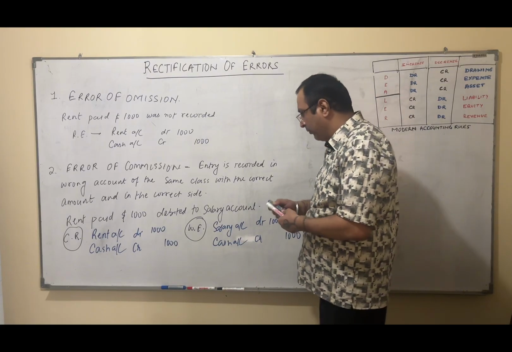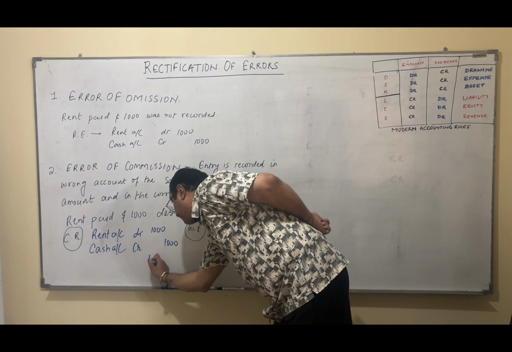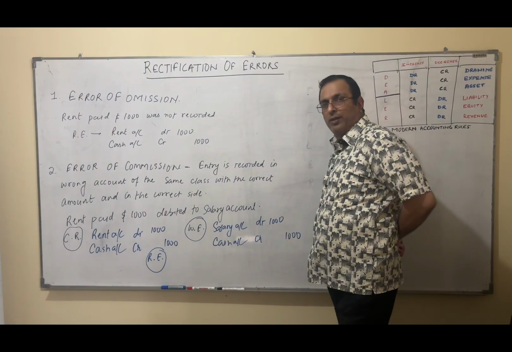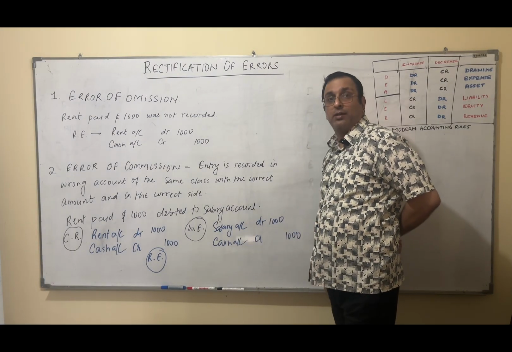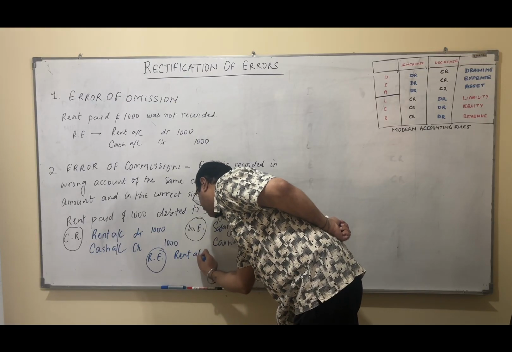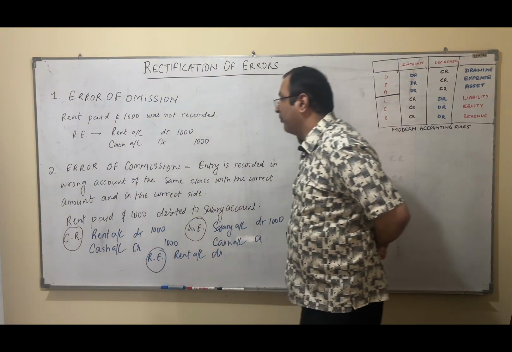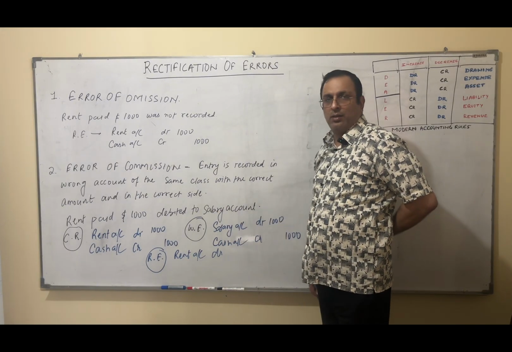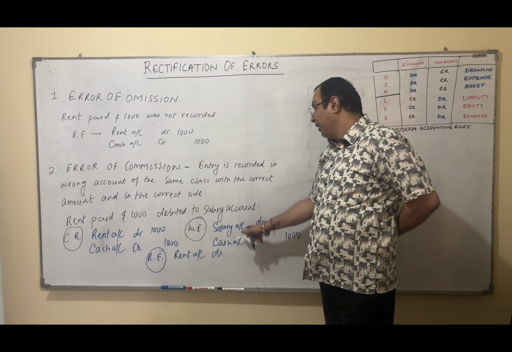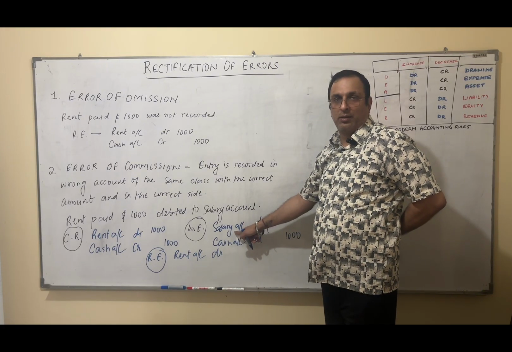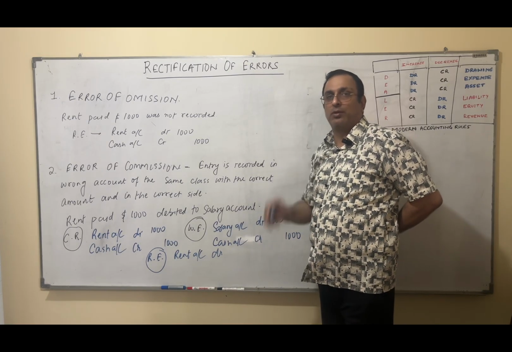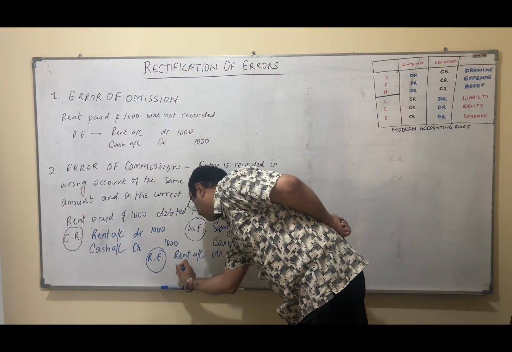And to rectify it, we will do the rectifying entry. What we have to debit? Salary or rent? Rent, right? So we will debit rent. We have not done any mistake in cash, so cash will not be a part of rectifying entry. We have debited salary by mistake. So to rectify this, we have to record it in the opposite side with the same amount. Right?